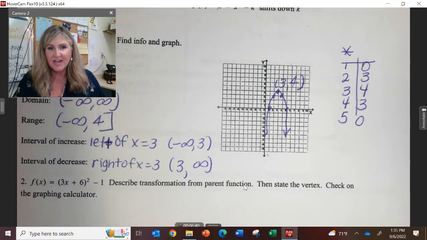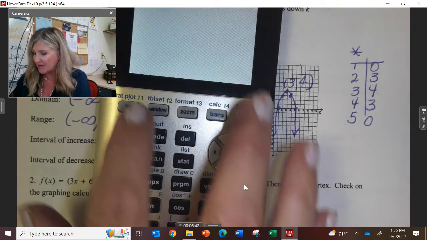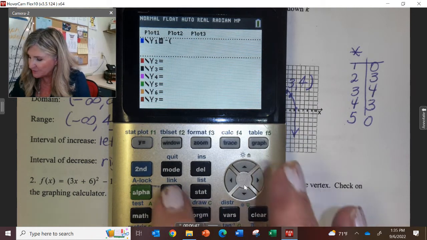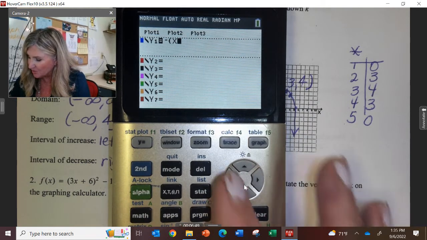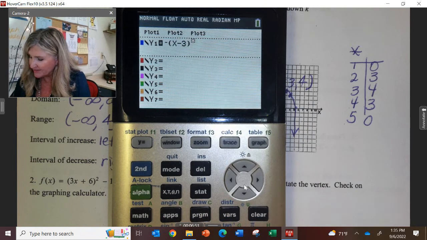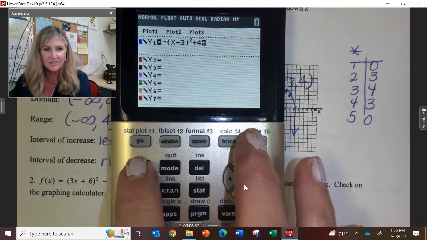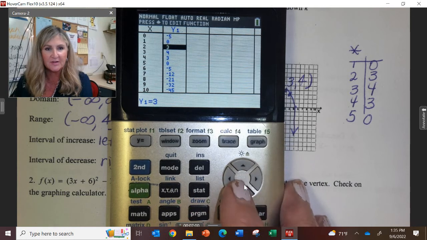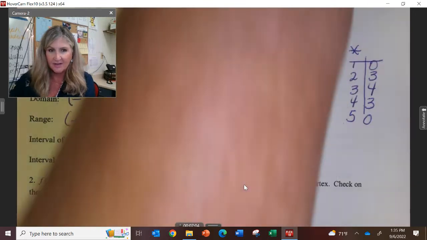If I wanted to check my table of values, just a reminder that you can go under y equals. You don't need to follow along on this, but I just want to show you with this table how nice it is that we can check all these values that we came up with. So I can put these all in, and then I can just go to my table, and I can see my points, (1, 0), (2, 3), (3, 4), (4, 3), and (5, 0). I know I'm correct.